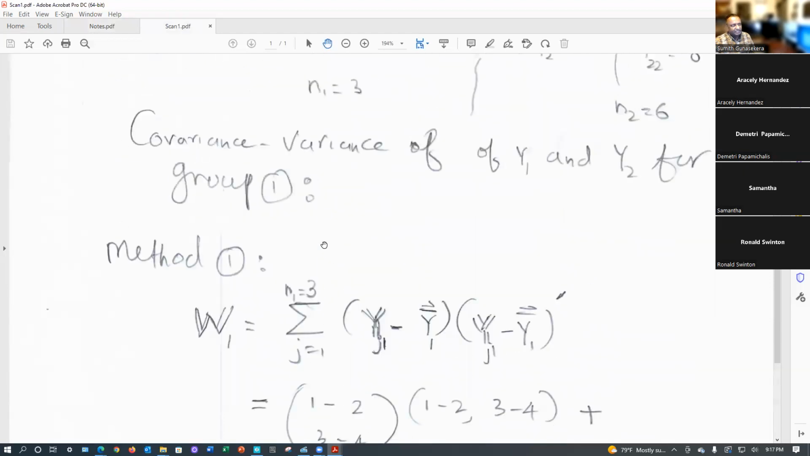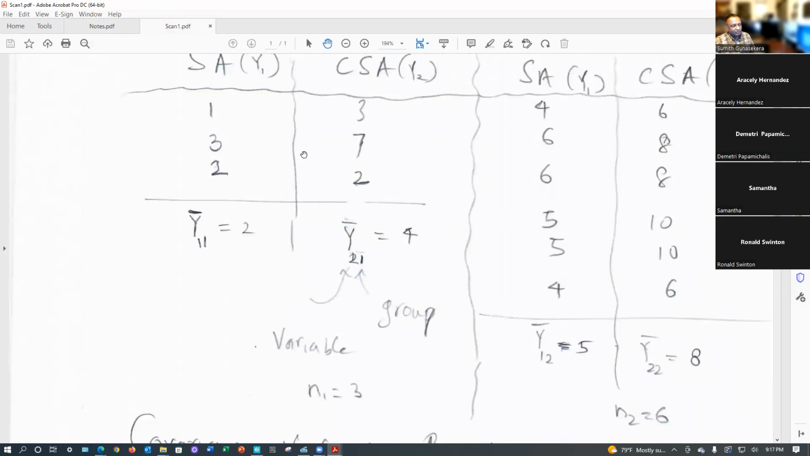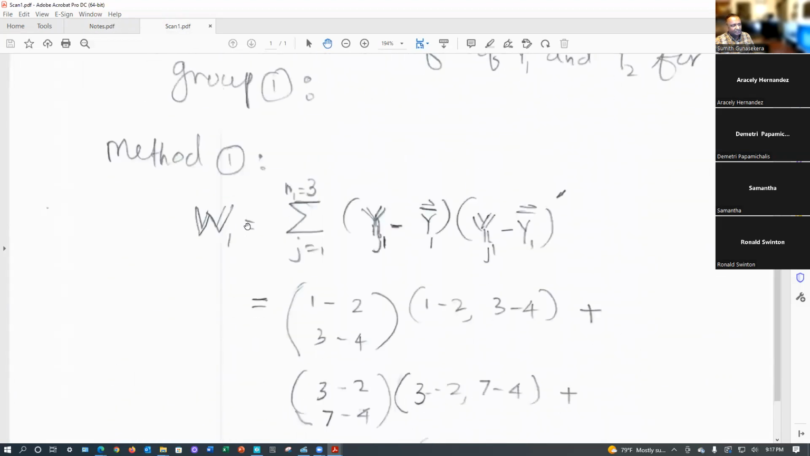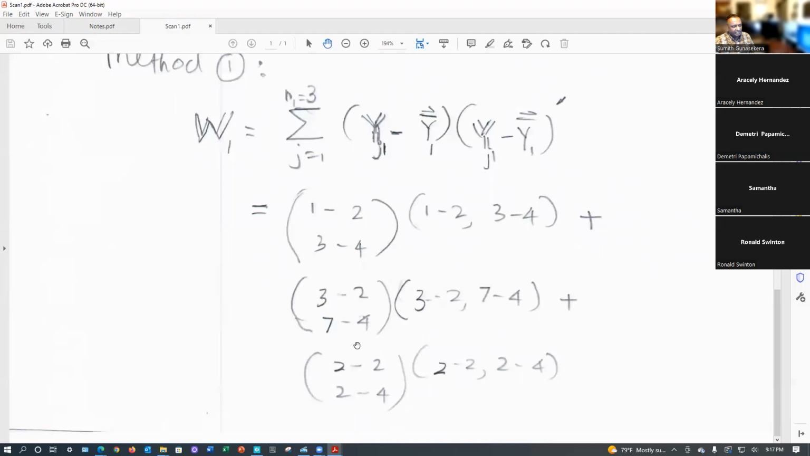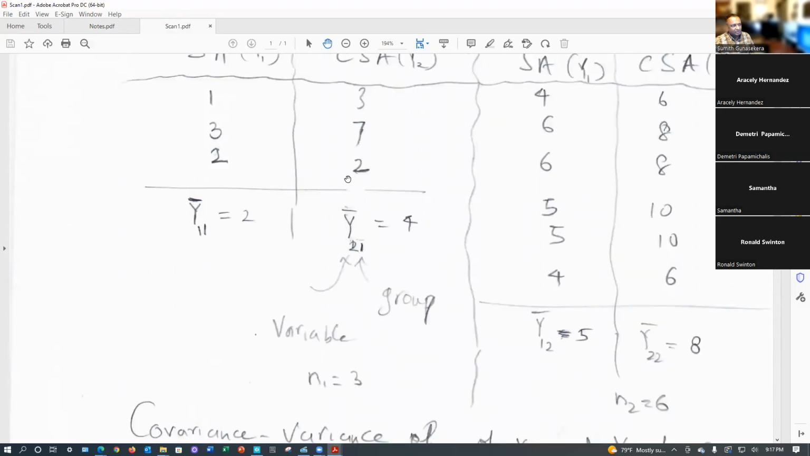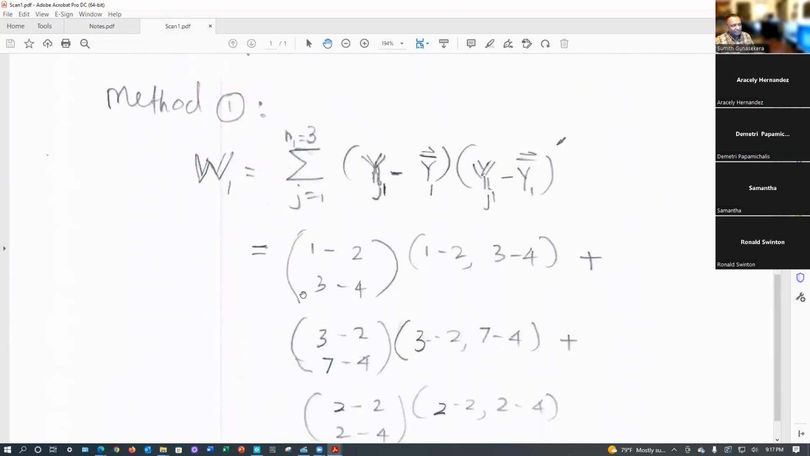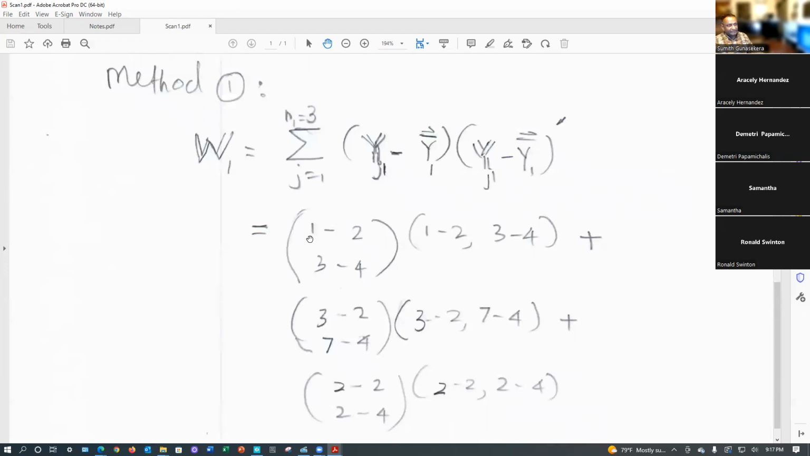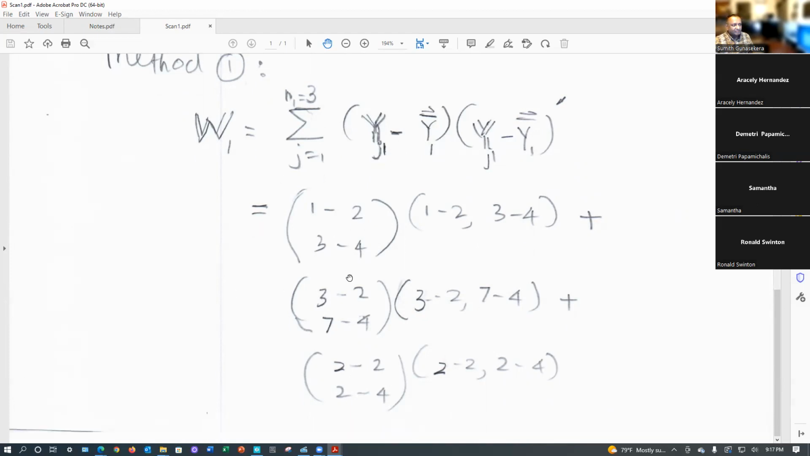Plus, I go to the second individual, who has 2 entries, 2 variables, two scores or 2 observations. 3 minus 2, 7 minus 4, then take its transpose. Plus, then go to the third entry: 2 minus 2, and 2 minus 4. Same time, I tackle both at the same time and then get the transpose, and then sum them up. You have vectors, but you do the summation. And then, a little bit of simplification.